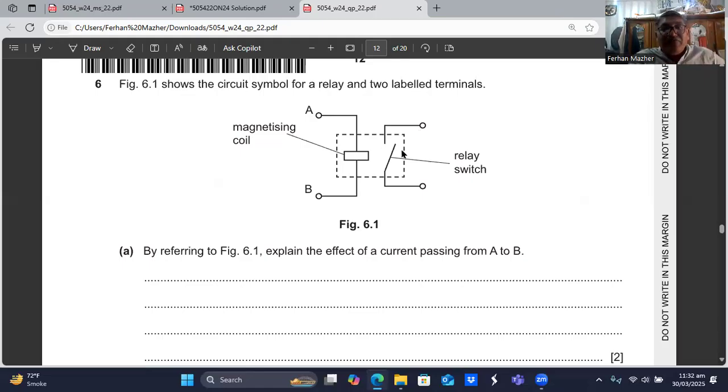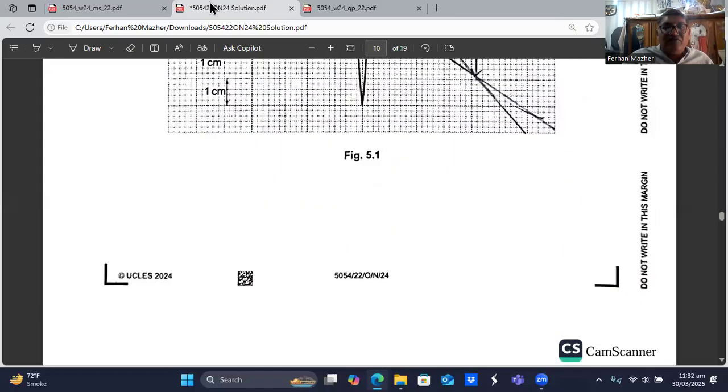So what will happen? That will attract this toggle, this relay switch, and it will be attracted to that magnet and come to the left, and here that switch will be closed, and the circuit here will be completed. This second circuit will be completed when a small amount of current is introduced from A to B. So let's see what my student writes.